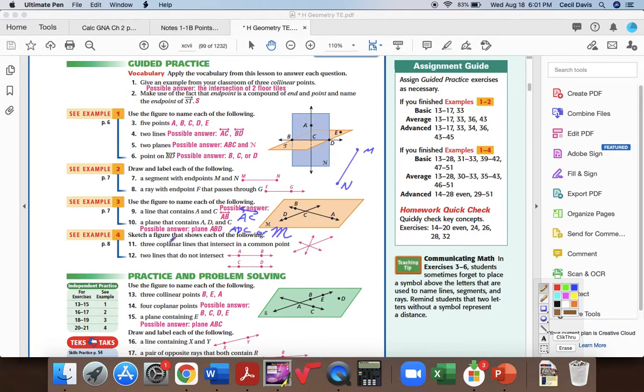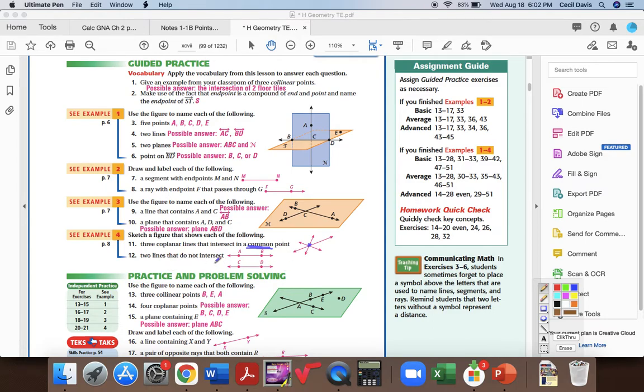All right, sketch a figure that shows each of the following. Three coplanar lines that intersect in a common point. You may be like, what is a common point? Well, that's a point that they all have. Like if you meet somebody and you find that your favorite singer is also their favorite singer, that's something that you have in common. Same idea here. A common point is a point that they all share.